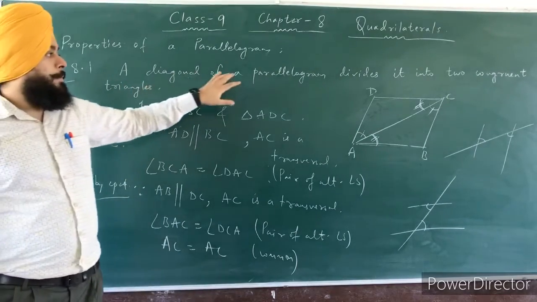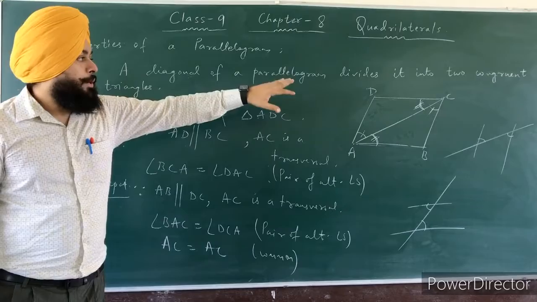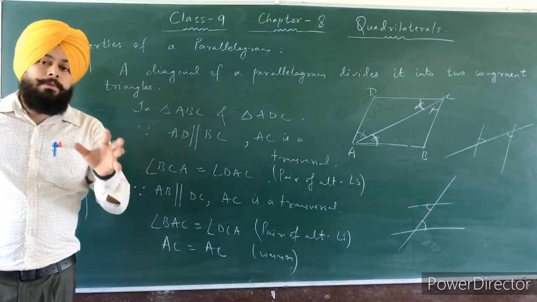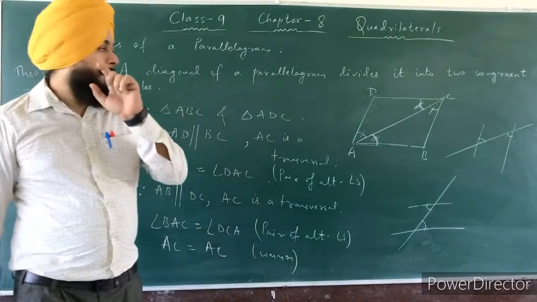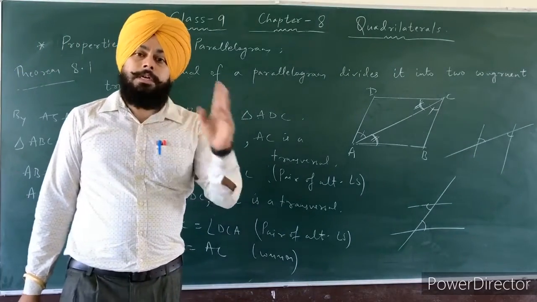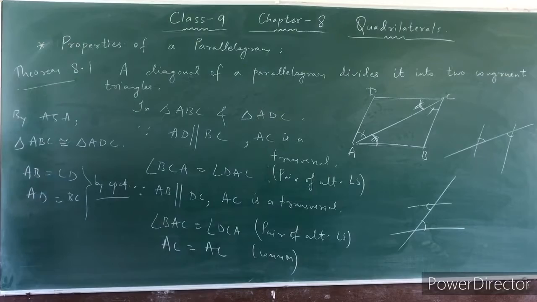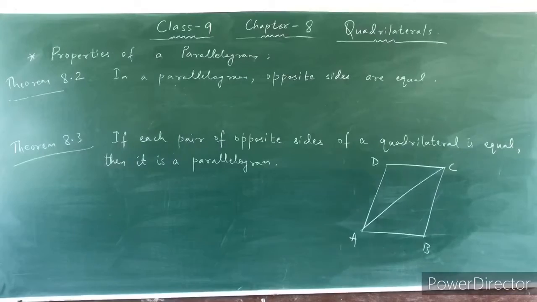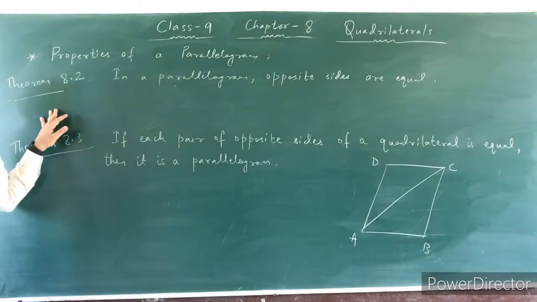If a diagonal of a parallelogram divides it into two congruent triangles, ठीक है. पैरेललोग्राम का कोई भी डायगोनल होगा तो हमेशा पैरेललोग्राम को टू कॉन्ग्रुएंट ट्रायंगल्स से डिवाइड करेगा. क्लियर स्टूडेंट्स? सो दिस इज योर थ्योरम 8.1. नेक्स्ट दिस इज योर थ्योरम 8.2.